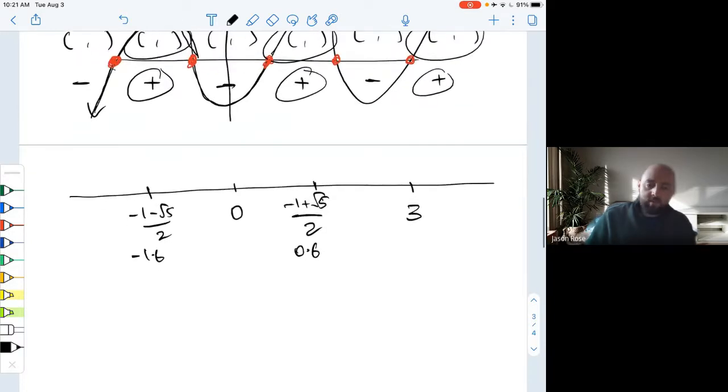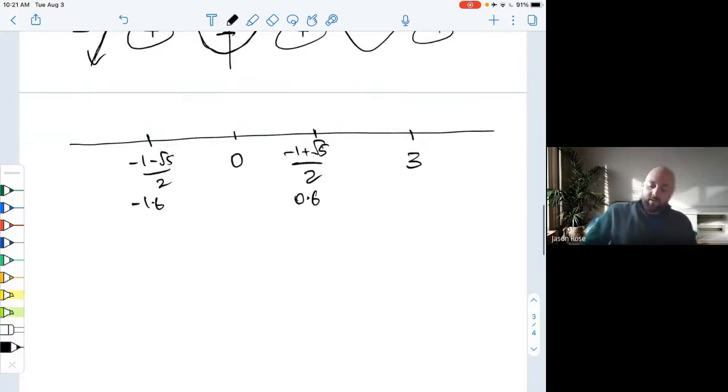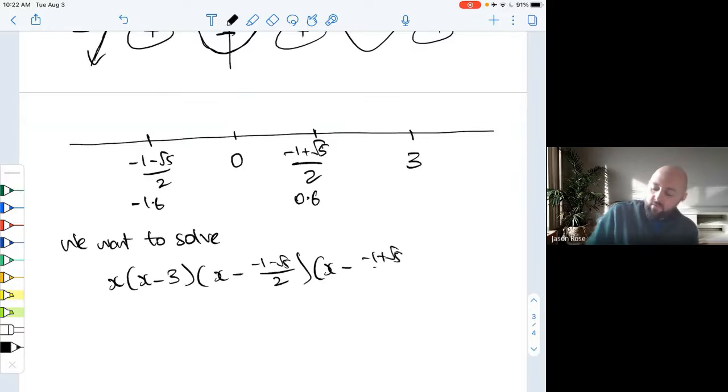Okay, so what I'm now thinking about is I'm going to make that table that we did in the last class. Remember the table where we were filling in plus signs and minus signs and then multiplying them together? So all the factors of this thing are going to be like this. So what we want to solve, the original polynomial that we had, and I'm going to write it in its factored form now. It's x(x - 3)(x - (-1 minus root 5)/2)(x - (-1 plus root 5)/2), greater than or equal to 0. So that's what we're trying to solve. Using all those roots that we found, I'm rewriting it into its factored form.